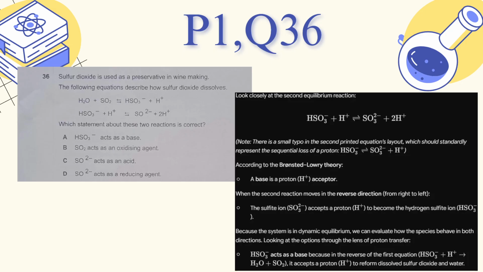Question 36. Sulfur dioxide is used as a preservative in winemaking. The following equation describes how sulfur dioxide dissolves. Which statement about these two reactions is correct?